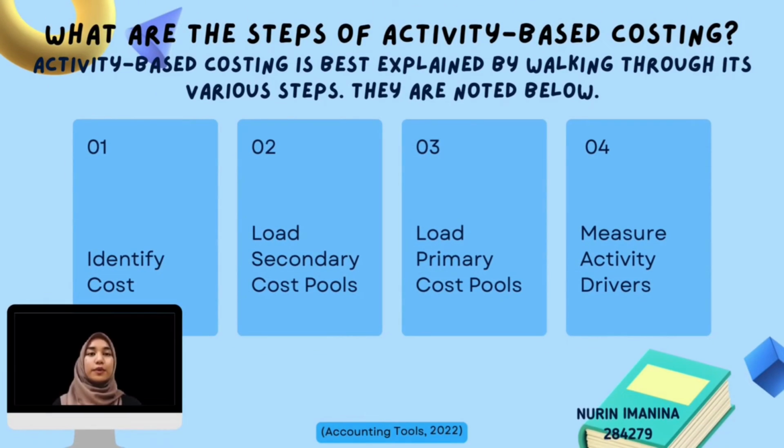So what are the steps of activity-based costing? The first step in ABC is to identify those costs that we want to allocate. This is the most critical step in the entire process since we do not want to waste time with an excessively broad project scope.